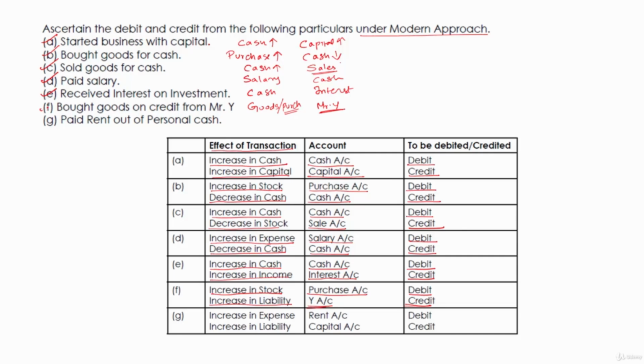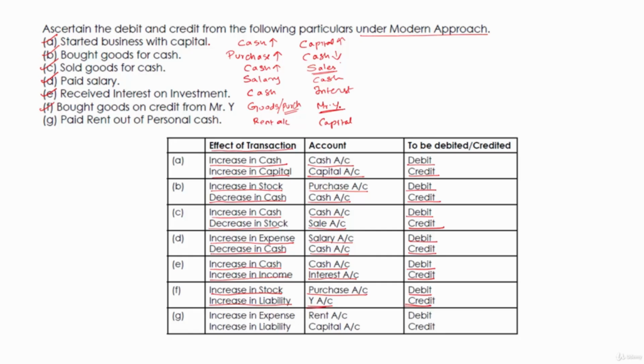Okay. Next, paid rent out of personal cash. Rent is an expense. Okay. So rent account will be affected. How are you paying this rent? Is it through business cash? No, it is personal cash. Owner's personal cash invested in the business is called capital. That capital is going to get affected because of this. Okay. So when you are paying through personal cash, indirectly you are contributing to the business.